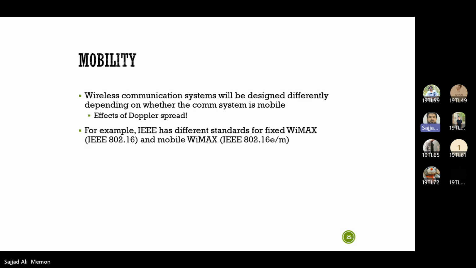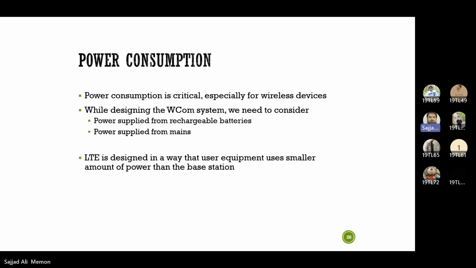Mobility: wireless communication systems will be designed differently depending on whether the communication system is mobile. A factor that will affect the communication channel is the Doppler spread. For example, IEEE has a different standard for fixed WiMAX and a different standard for mobile WiMAX. So when the channel is mobile, it can be affected by the Doppler or other things. We need to see the coherence bandwidth and other things for mobility if we are providing that.